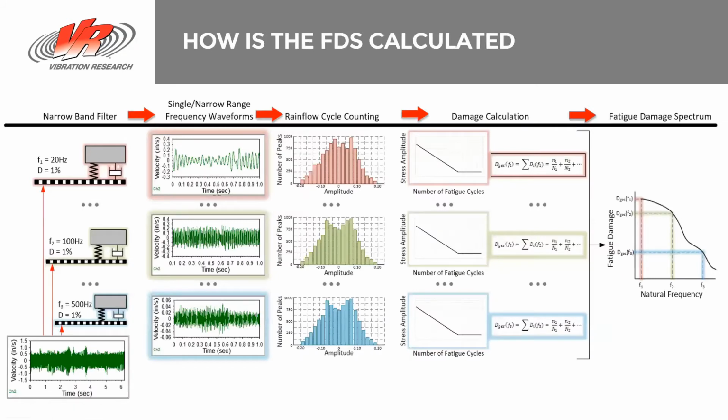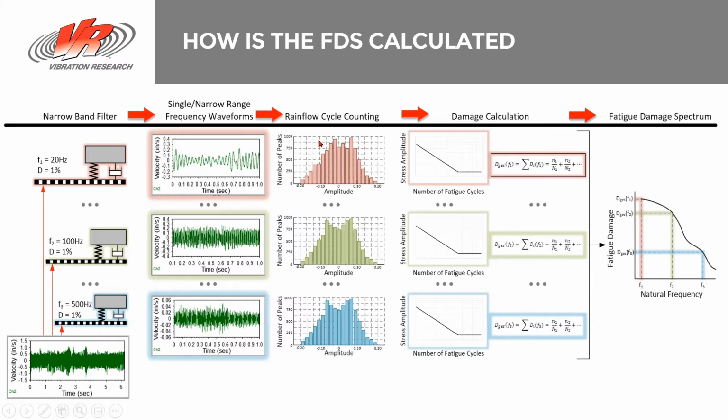How is that FDS calculated? How do we calculate the fatigue damage? Well, what we do is we take the time domain data and then we process it and filter it. So by filtering it, we're just looking at a certain small frequency range to understand what's happening at that frequency. So here's an example. We apply a filter to look at only 20 hertz data. And we see here all of these cycles.